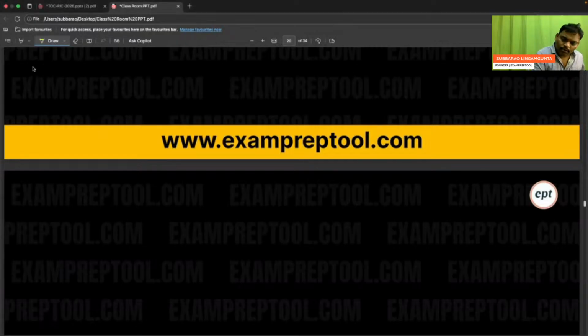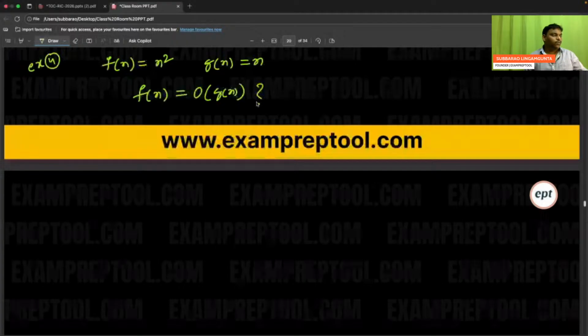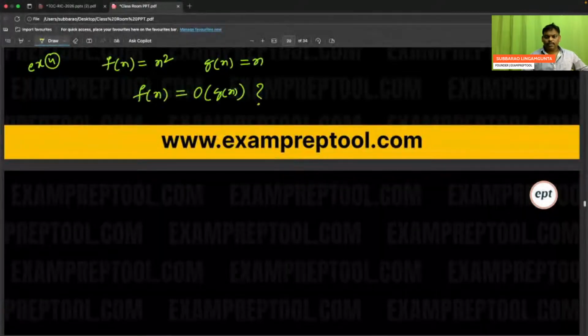Next example, Example 4. Try yourself. F of n is equal to n square. G of n is equal to n. Now my question is, is f of n big O of g of n? Can you try whatever is possible from your side? Please try everyone. What is the answer? F of n is n square, g of n is n. F of n is big O of g of n. Is it true? Verify.